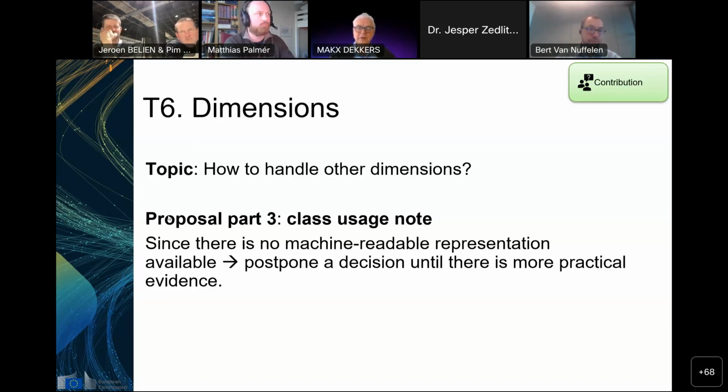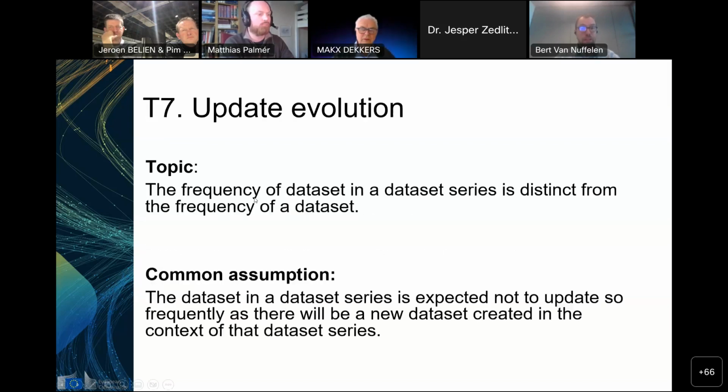Jesper suggests that geographic resolutions could also be a dimension in the data series, and I think that should be part of the discussion we're going to have about types of dataset series. Is that okay, Jesper? Yeah, sure. Okay, so if people do not object to moving the discussion on these other dimensions to GitHub, then we can continue with number 7.